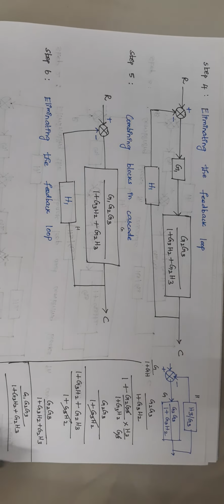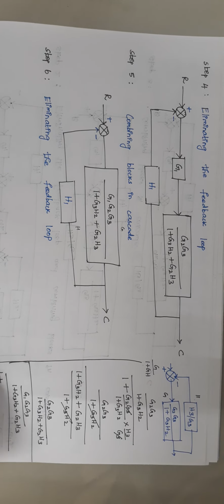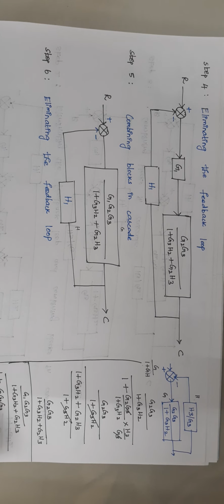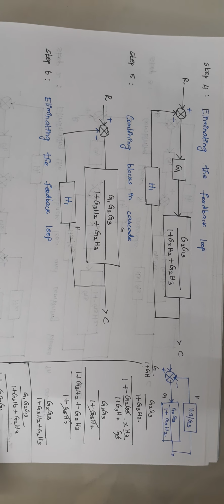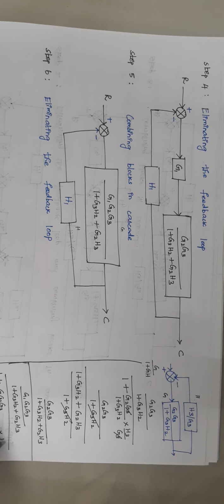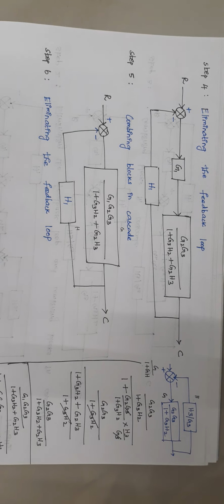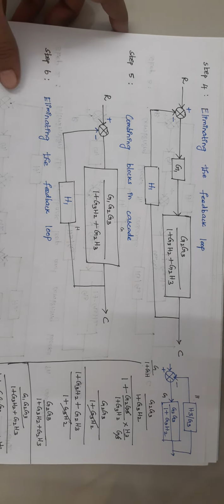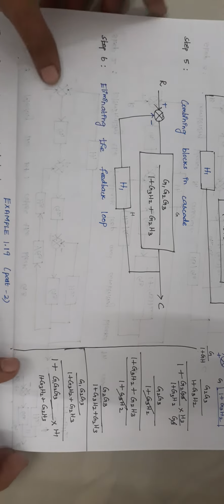So in the place of G, again 1 plus G. So G1, G2, G3 divided by 1 plus G3 H2 plus G2 H3 multiplied by, the feedback element here is H1. Right. So just we have to take LCM. When you take LCM, the problem gets over here.